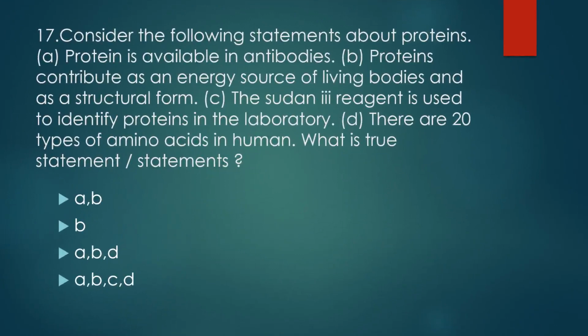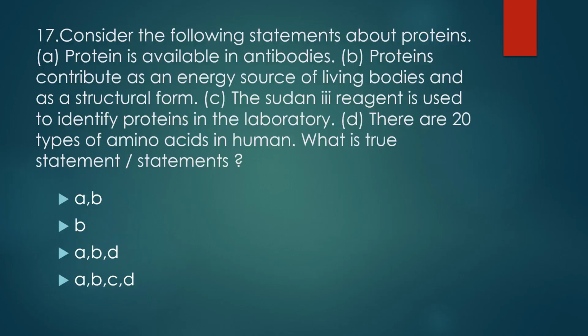Consider the following statements about protein. Protein is available in antibodies. Proteins contribute as an energy source of living bodies and a structural form. The Sudan 3 reagent is used to identify proteins in the laboratory. There are 20 types of amino acids in human. What is the true statement or statements?